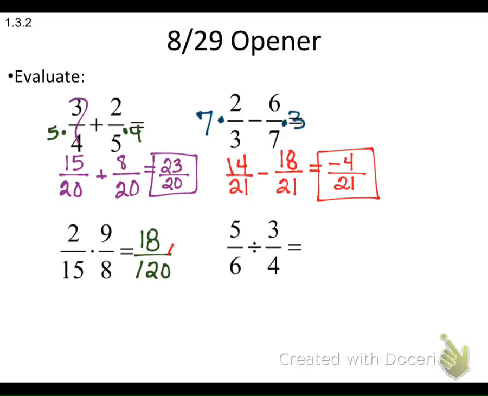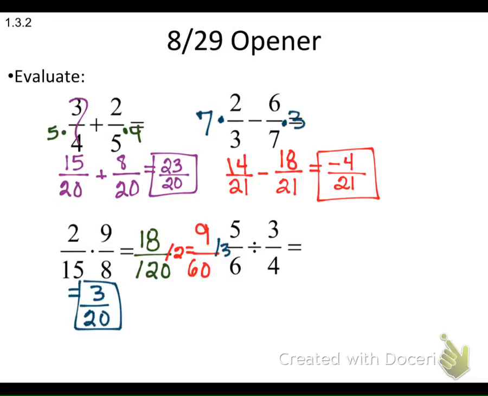2. So what's 18 divided by 2? 9. 120 divided by 2? 60. Now, can 9 and 60 be reduced even further? Yes. What are they both divisible by? 3. So what's 9 divided by 3? 3. 60 divided by 3? 20. That's your final answer. So 3 over 20.